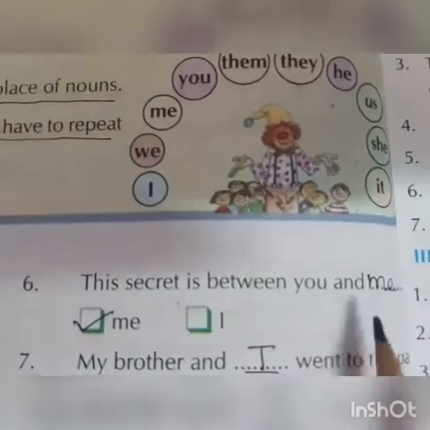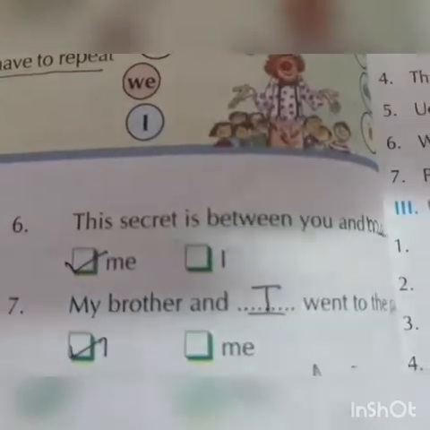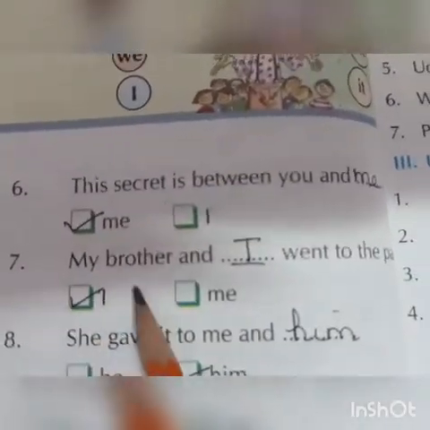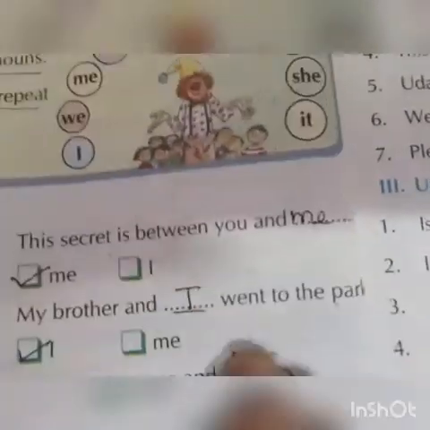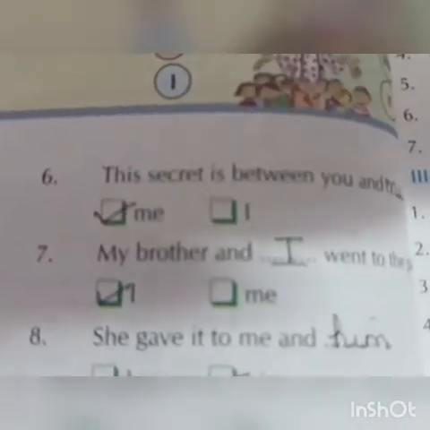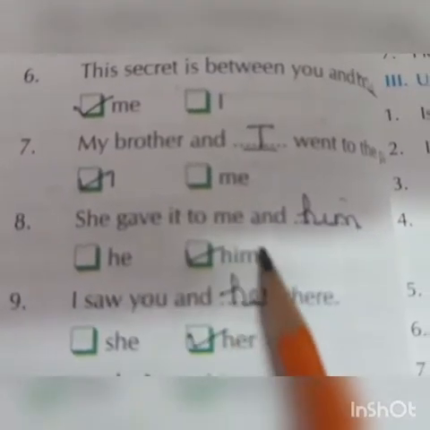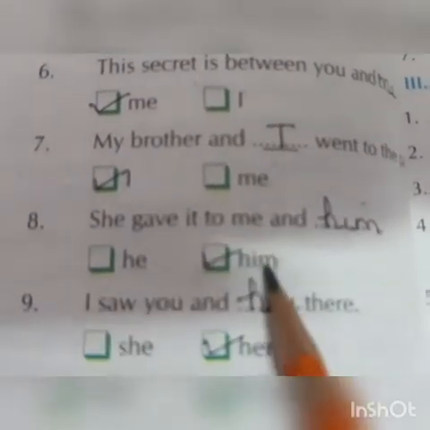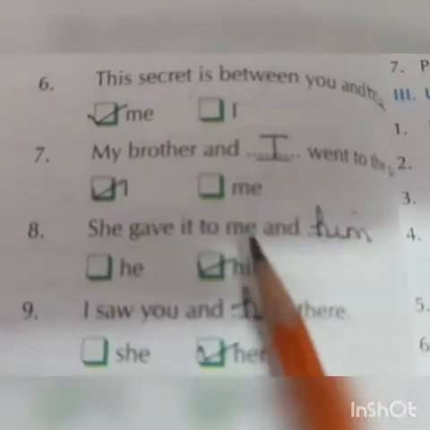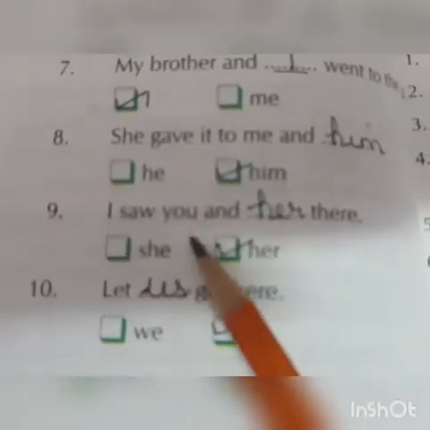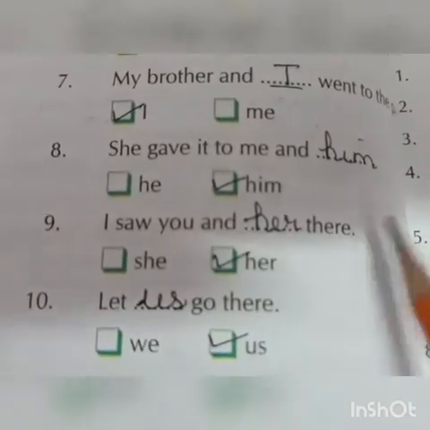Next one, this secret is between you and me and I. This हम दोनों के बीच में, तो between you and me, not you and I, you and me. My brother and dash went to the park. I and me, my brother and मैं और मेरा भाई. तो मैं की जगह क्या आएगा यहाँ पर? I. She gave it to me and he और him है, तो दोनों में करेक्ट ऑप्शन क्या आएगा? She gave it to me and him. I saw you and her there. She or her. I saw you and her there, not she there.